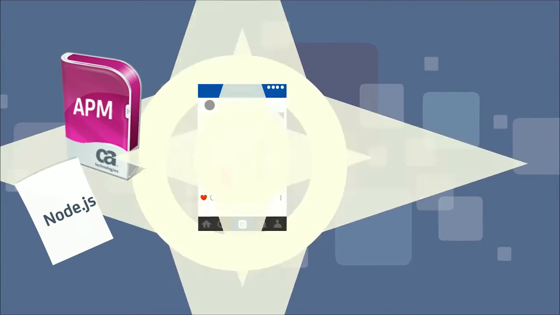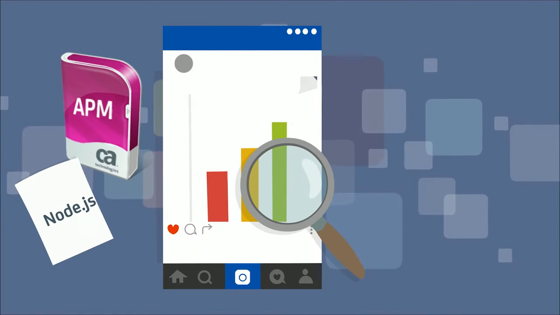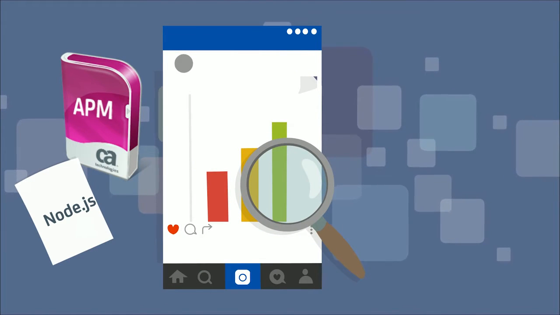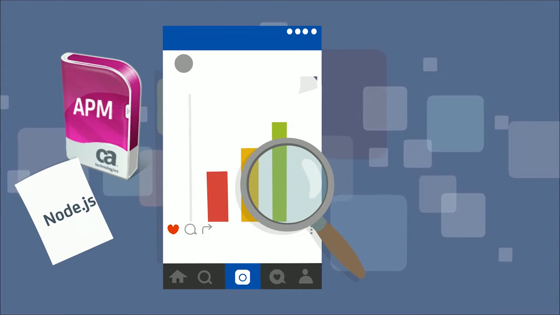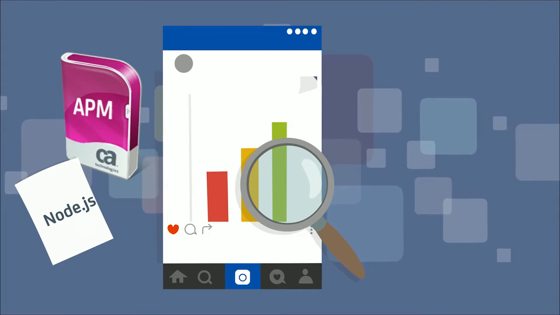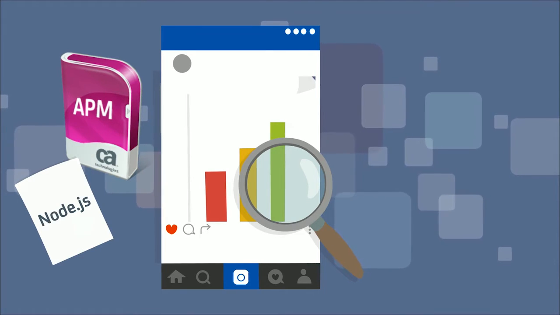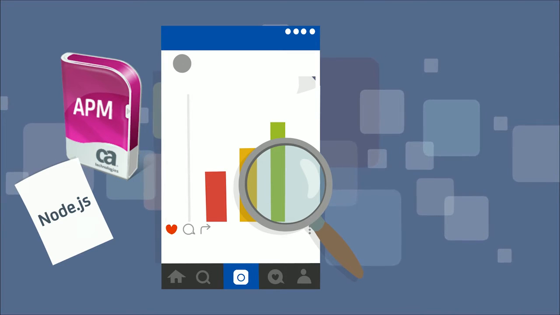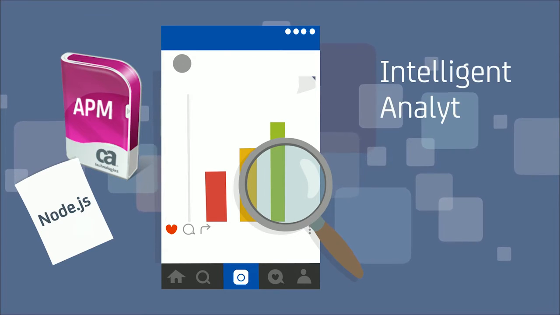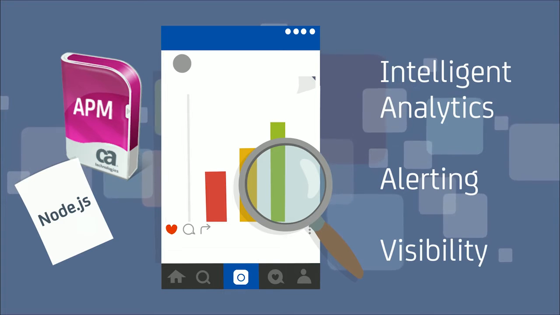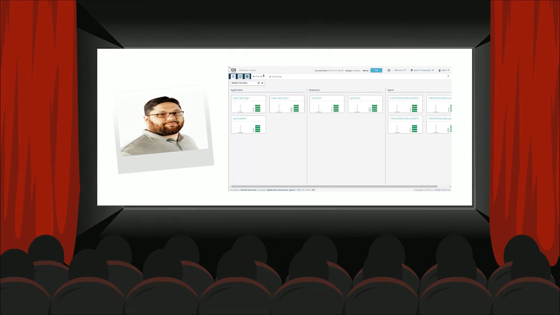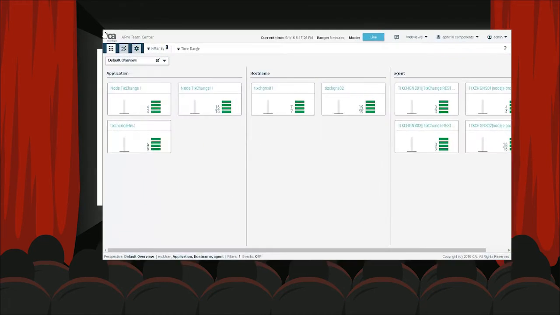Ed Morrill Enterprise uses CA APM to monitor performance of their applications. APM for Node.js allows enterprises running Node.js applications to identify and resolve performance issues. APM for Node.js integrates performance metrics into CA APM for intelligent analytics, alerting, and visibility. Let's see how Pete uses CA APM to diagnose the issue that has occurred in the Node.js application.